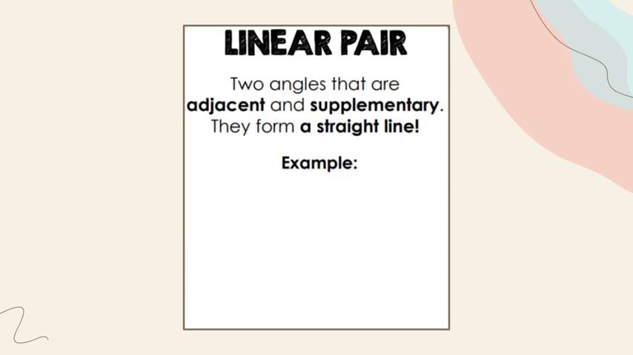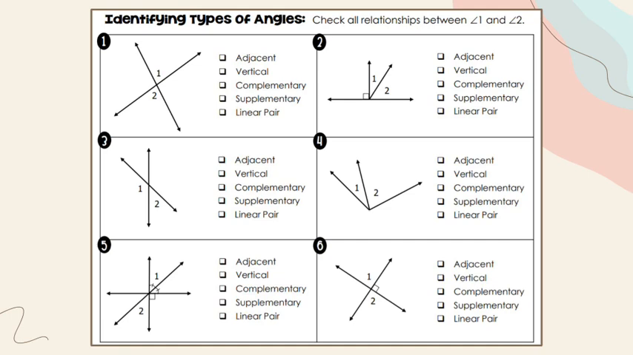So a linear pair is two angles that form a straight line. So even though we already know that supplementary angles add up to 180 and therefore would also make a straight line, if they touch, if they are also adjacent, so angles 1 and 2, then these are a linear pair, okay? They have to be adjacent and supplementary to be a linear pair. So let's practice identifying these.